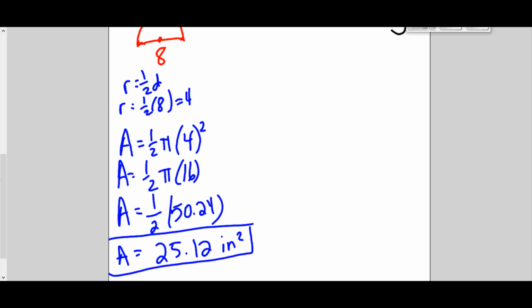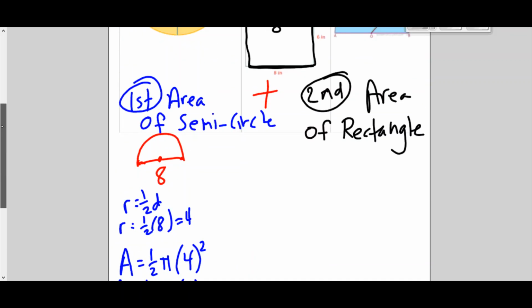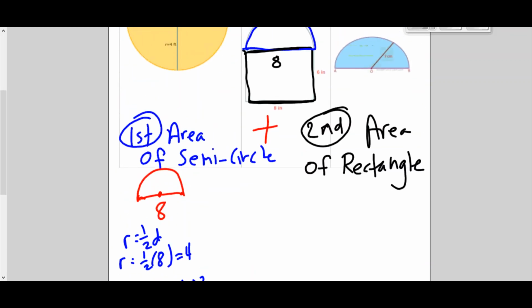The second area, so pause there if you need to. The second area is the area of the rectangle. So I'm going to draw the rectangle. It's 8 by 6.